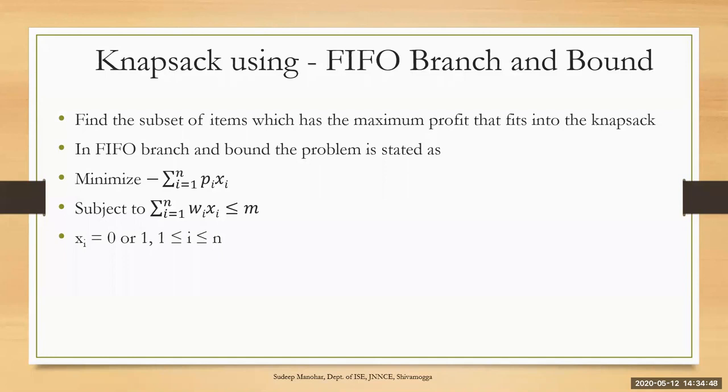But since we are using the FIFO branch and bound method, we have to consider the minimization. And since we are considering the minimization, we have to put a negation sign for the optimization function pi xi. So we have to minimize minus sigma of pi xi subject to the constraint that the weight of all items considered in the knapsack should be lesser than or equal to the maximum capacity of the knapsack. Xi can be either 0 or 1. 0 tells that the item is not included, and 1 tells that the item is included.